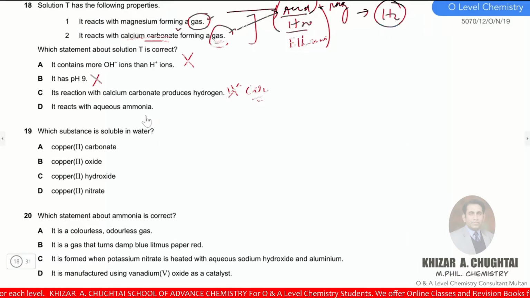So D is the correct option. As we have concluded, that is an acid. So acid may react with ammonia to neutralize it.